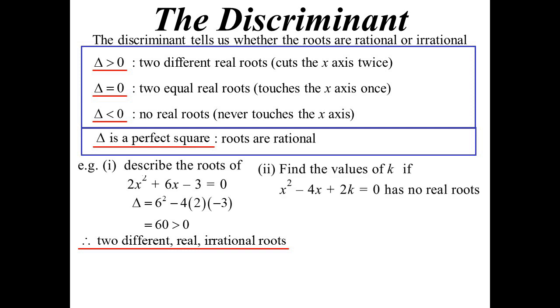But now they're saying, look at this one. There's no solutions, there's no real roots. So what could k be? I know that unreal roots occur when the discriminant is less than 0.